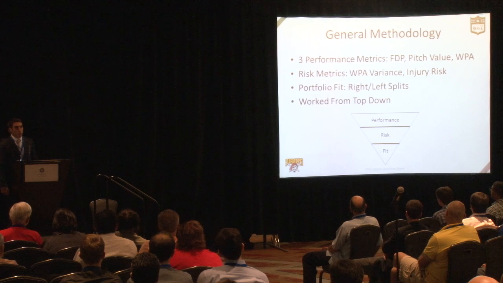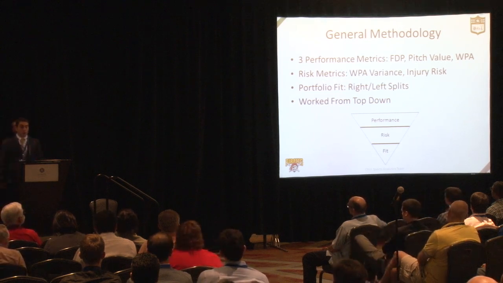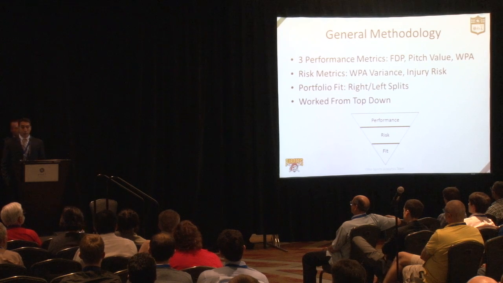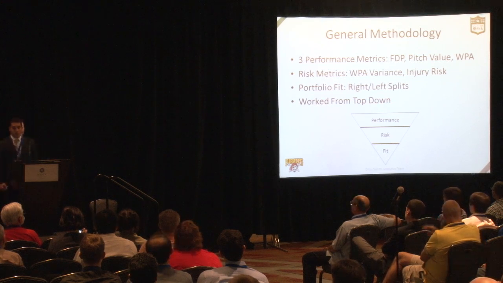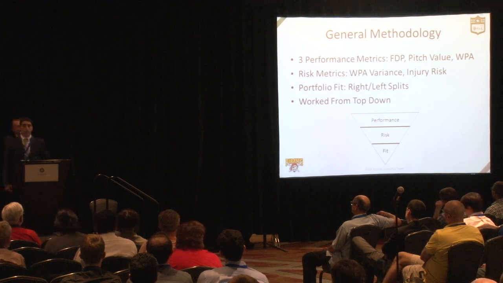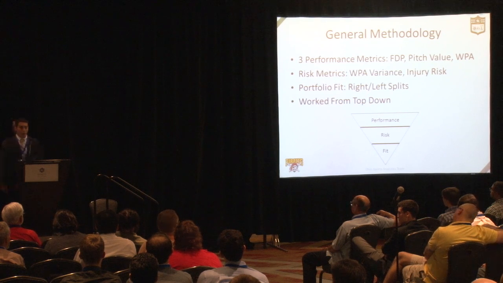So the first and most important category that we considered was actually performance, and the first two metrics that we used were two statistics that we actually created, and those were fielding-dependent pitching, or FDP, and pitch value. And we used these two specific metrics in particular so we could actually evaluate the specific set of criteria that we deemed to be very important in this given case study. The third performance metric that we used was WPA, or win probability added.